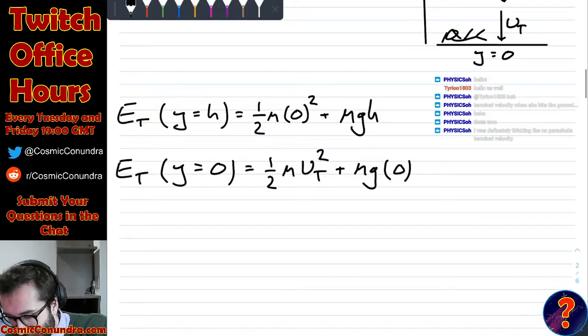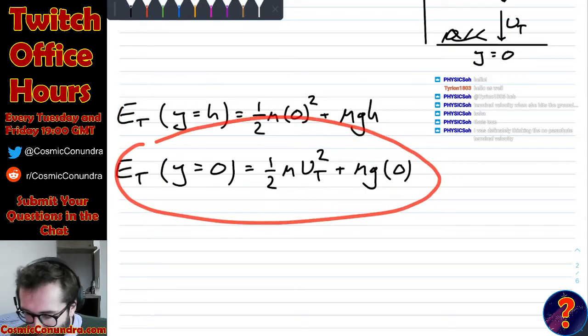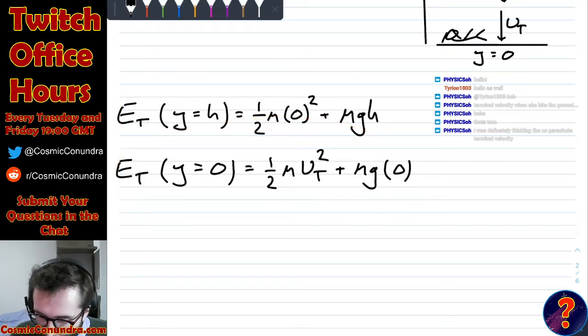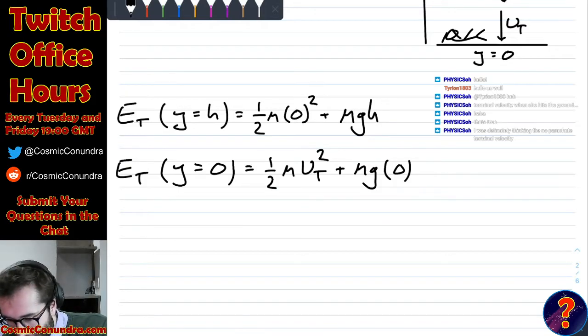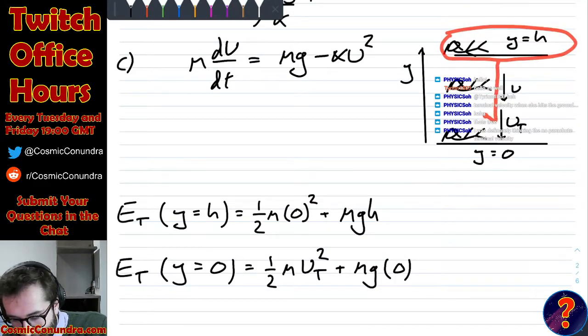Okay, so this is her total energy before she jumps out of the plane, and this is her total energy when she hits the ground. So where does the work done by friction come into all of this? So if there was no friction, the energy she has here would be exactly the same as the energy she has here.